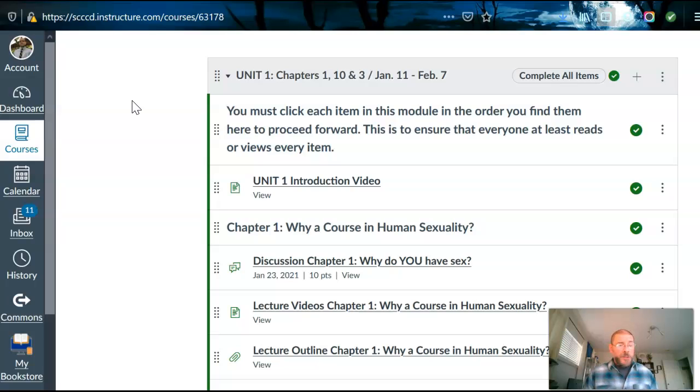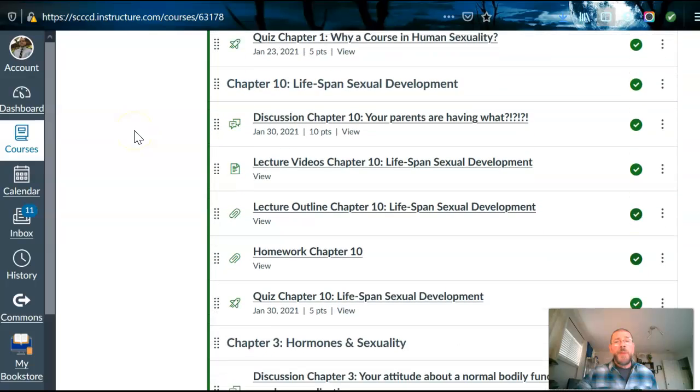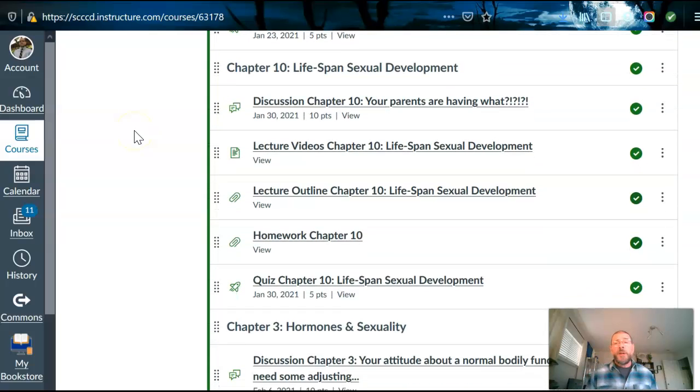So, interesting stuff in that first chapter, including the history of sexuality too, which is some fun stuff to look at. Our next chapter is chapter 10, which is all about the lifespan approach to human sexual development.